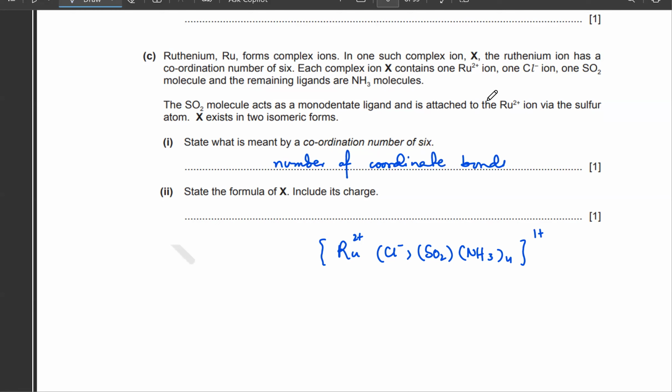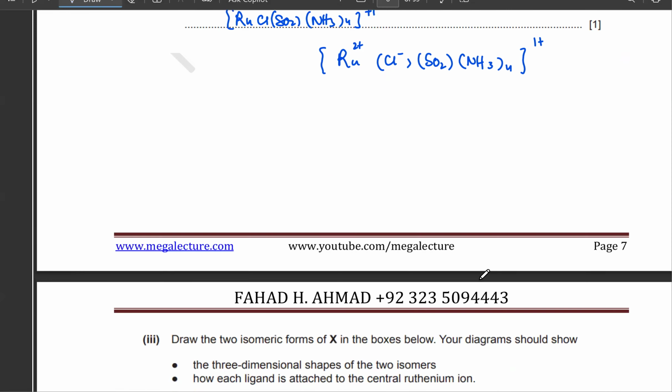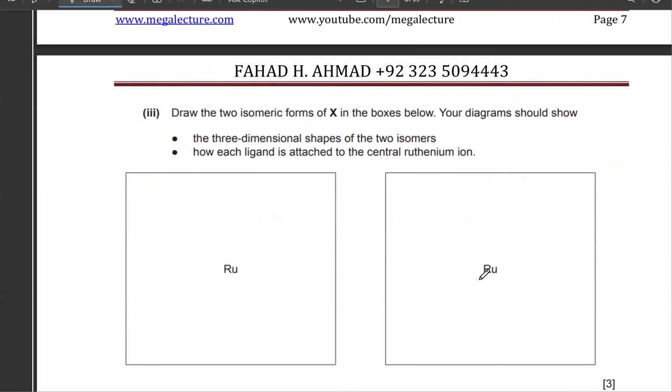And then you also have to state the formula of X including its charge. You're not going to write the inner charges, you write the overall charge. So you'll write RuCl, then SO2, then NH3 times 4, and the whole thing has a charge of plus 1. So this is it.